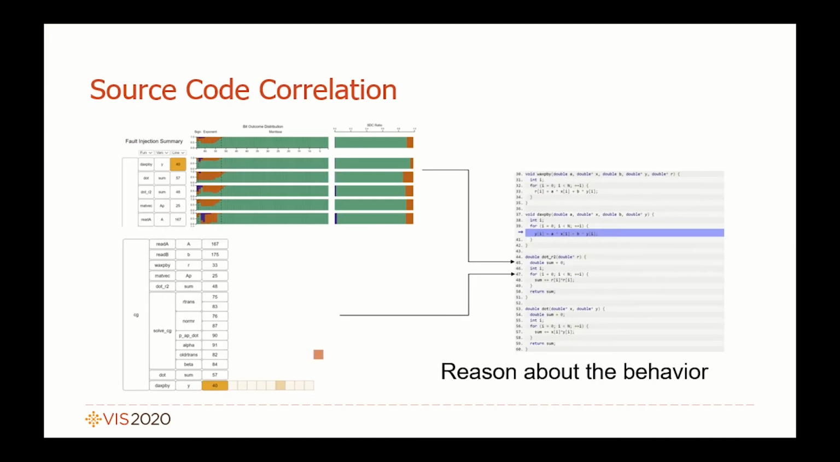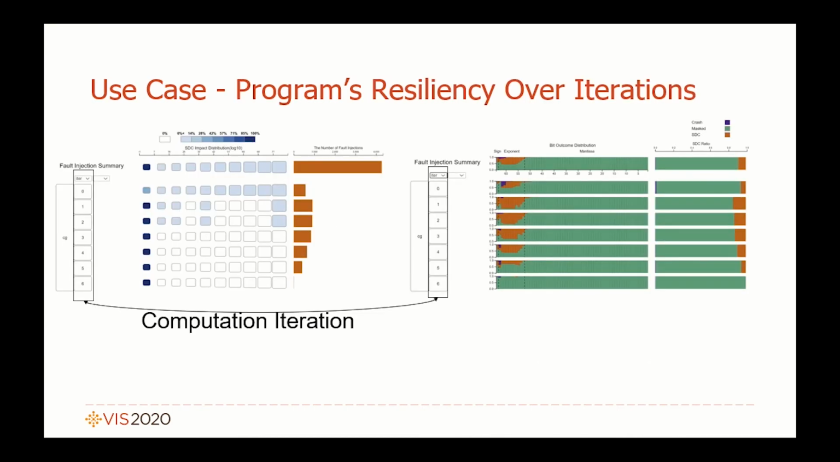In the SDC property analysis and the propagation analysis, source code correlation is an important and final step. As the domain expert finds some interesting pattern during the analysis, they need to go back to the source code to reason about the pattern and find out why an error-corrupted program shows certain behaviors. The usability of the system can be demonstrated by a few use cases.